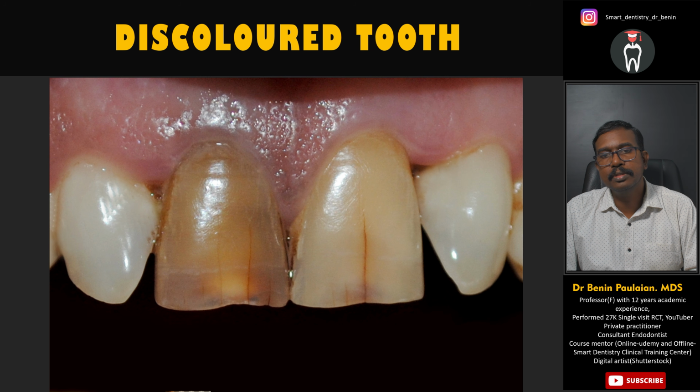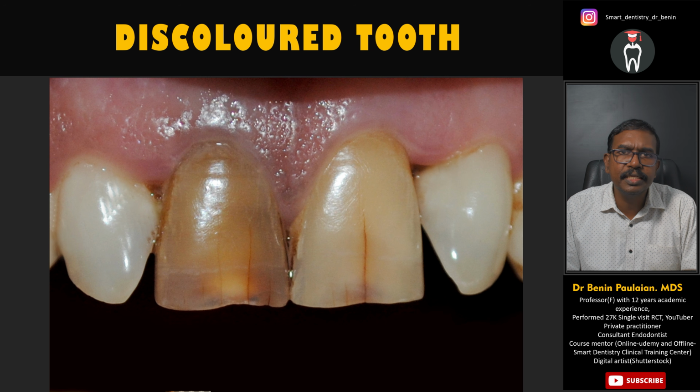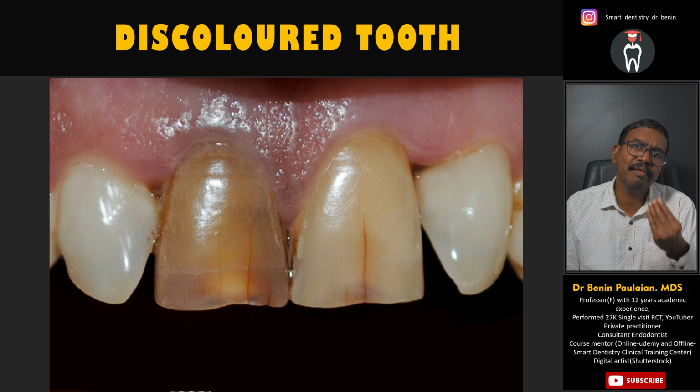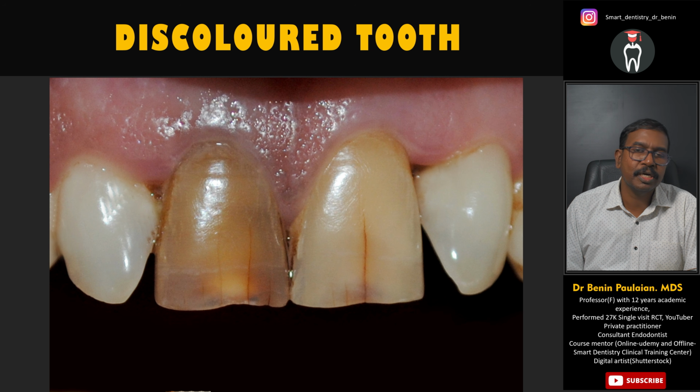A discolored tooth may not be very obvious in many circumstances. It may be a subtle change in the color, so we have to pay attention. We should always have a keen eye for observing even a slight change of color. Whenever there is a color change, we should always look for the probable cause. Maybe we can go for a radiograph or maybe a vitality test.